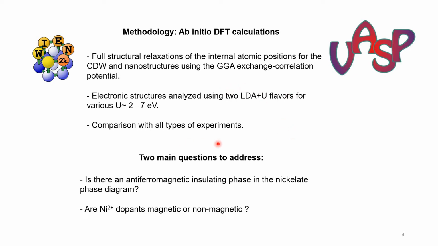I will try to address two main questions in this talk. The first one is whether there is an antiferromagnetic insulating phase at any point of the nickelate phase diagram, and also whether the nickel 2+ dopants are magnetic or non-magnetic.